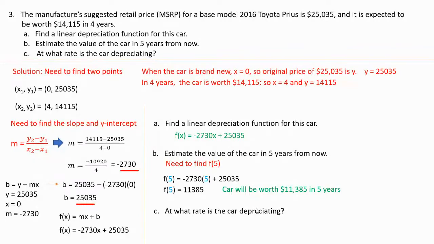Okay. Now C. At what rate is the car depreciating? The rate of change is your slope. So for part C, what's the slope? The car is depreciating at $2,730 per year, right? You don't have to put the negative because we know depreciating means negative. Be real careful on this one, because if you put negative, the answer is wrong. But I would give you partial credit if I was your instructor. Depreciating means that this is going to be negative. That's what it means.